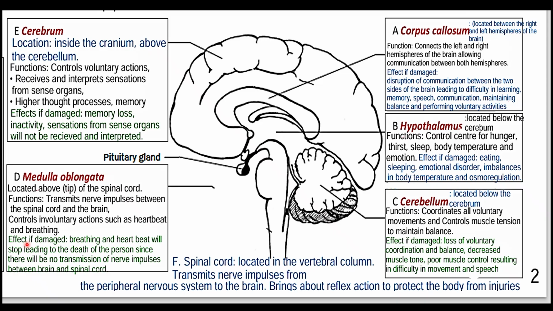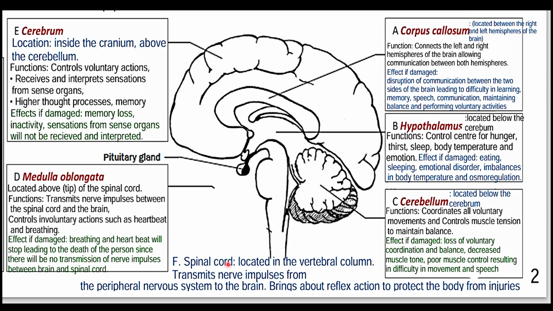And what are the effects if it is damaged? Consequences of a damaged medulla oblongata. To answer that, you have to know the functions of the medulla oblongata, and then you negate it. You write it in the opposite form. So how do you write it in the opposite form? This is what will happen. Since the medulla oblongata controls involuntary actions such as heartbeat and breathing, if it is damaged, breathing and heartbeat will stop. Once it stops, it will lead to the death of the person, since there will be no transmission of nerve impulses between brain and spinal cord.